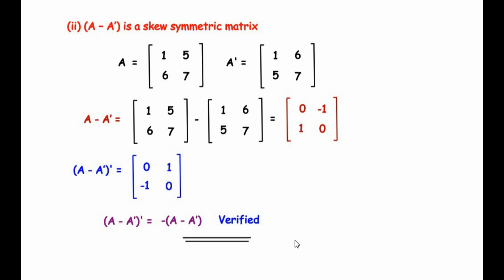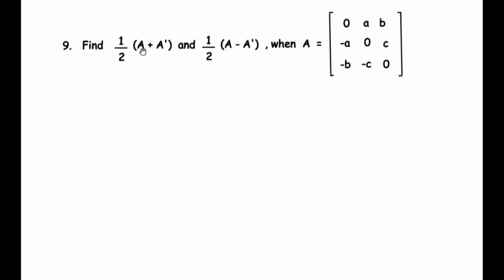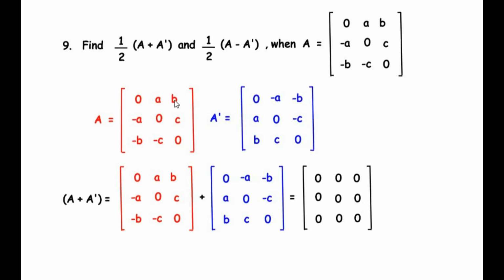Now let us move on to the ninth question. Find 1 over 2 times A plus A transpose and 1 over 2 times A minus A transpose when A is given by a 3 by 3 square matrix. So let us begin with the first part, that is 1 over 2 times A plus A transpose. So here we have written the A matrix given in the question, and A transpose is got by changing each column to each row. So first column has become first row, second column has become second row, and third column has become third row. Now once we have got A transpose, let us find out the elements of A plus A transpose. So here we have written A matrix plus A transpose matrix.